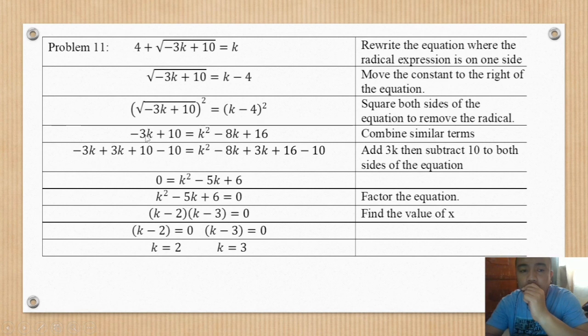Then, we're going to transpose 3k. So, k squared minus 8k plus 3k, 16 minus 10. Negative 8k plus 3k is negative 5k, 16 minus 10 is 6. So, this is now a quadratic equation. By factoring, what are the factors of 6 whose sum is negative 5? Negative 2 and negative 3. Negative 2 plus negative 3 is negative 5, negative 2 times negative 3 is 6. Solving, we have 2 and 3. So, k equals 2, k equals 3. So, after that, let's check. There are two values for k: positive 2 and 3.